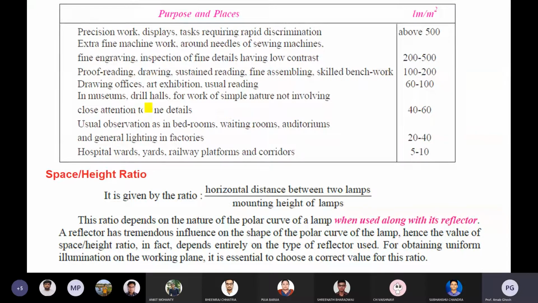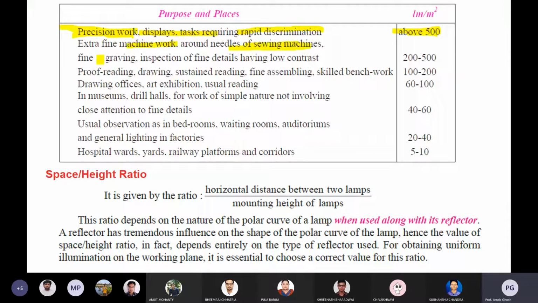Extra fine machine work around needles, screwing machines, all those fine things normally require a minimum of 500. Then for fine work with lower contrast, it is 200 to 500 maximum. So starting from extra fine machine work, moderately it is required.